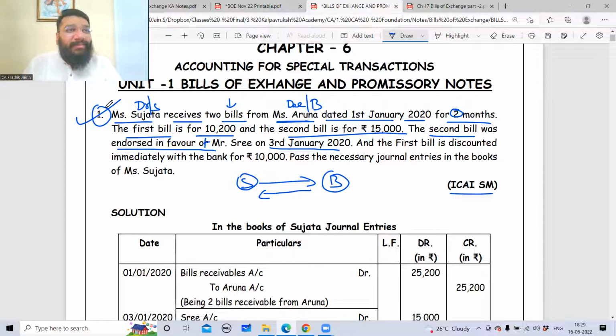You don't know what is discounting. You don't know what is endorsement. Both together is even more confusing. One by one you do, it's easy. So that is why that special book is that important.